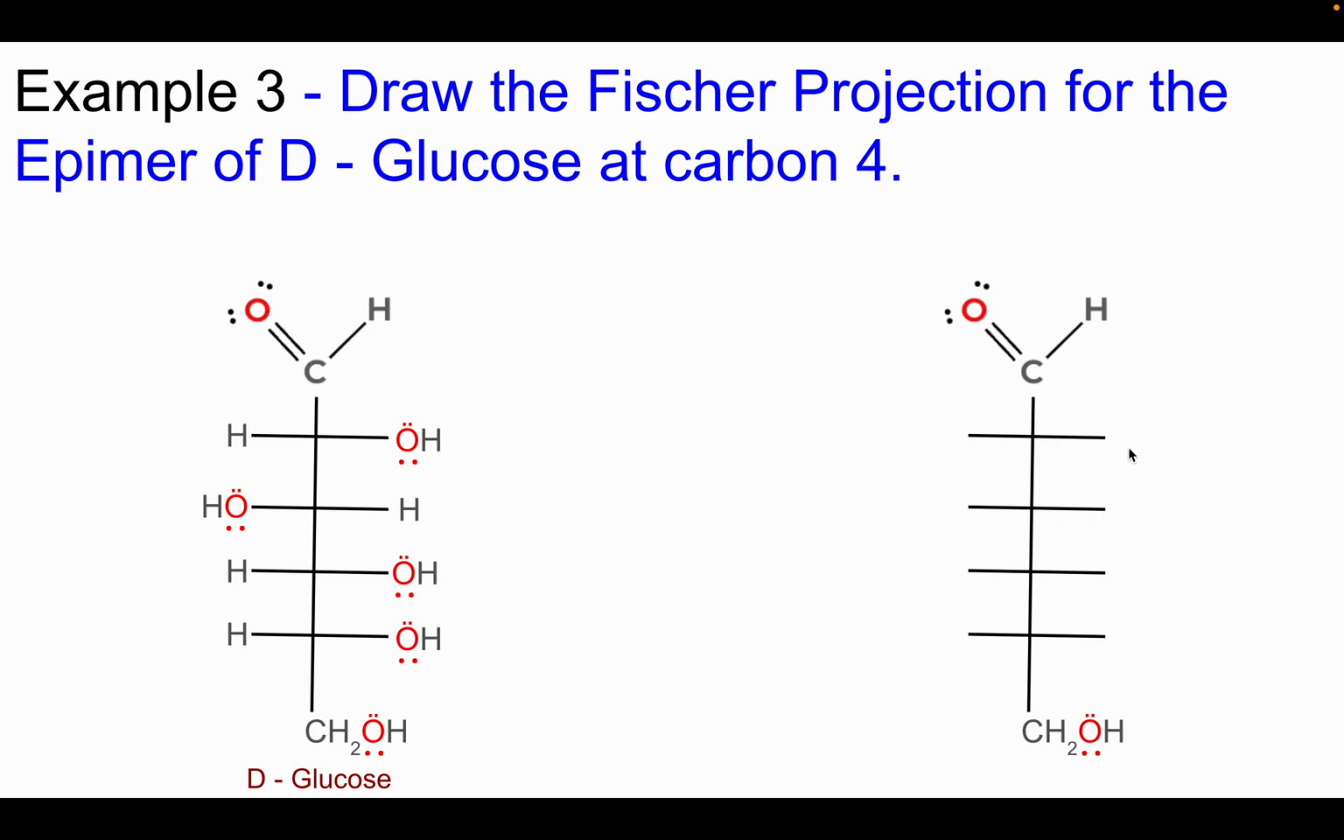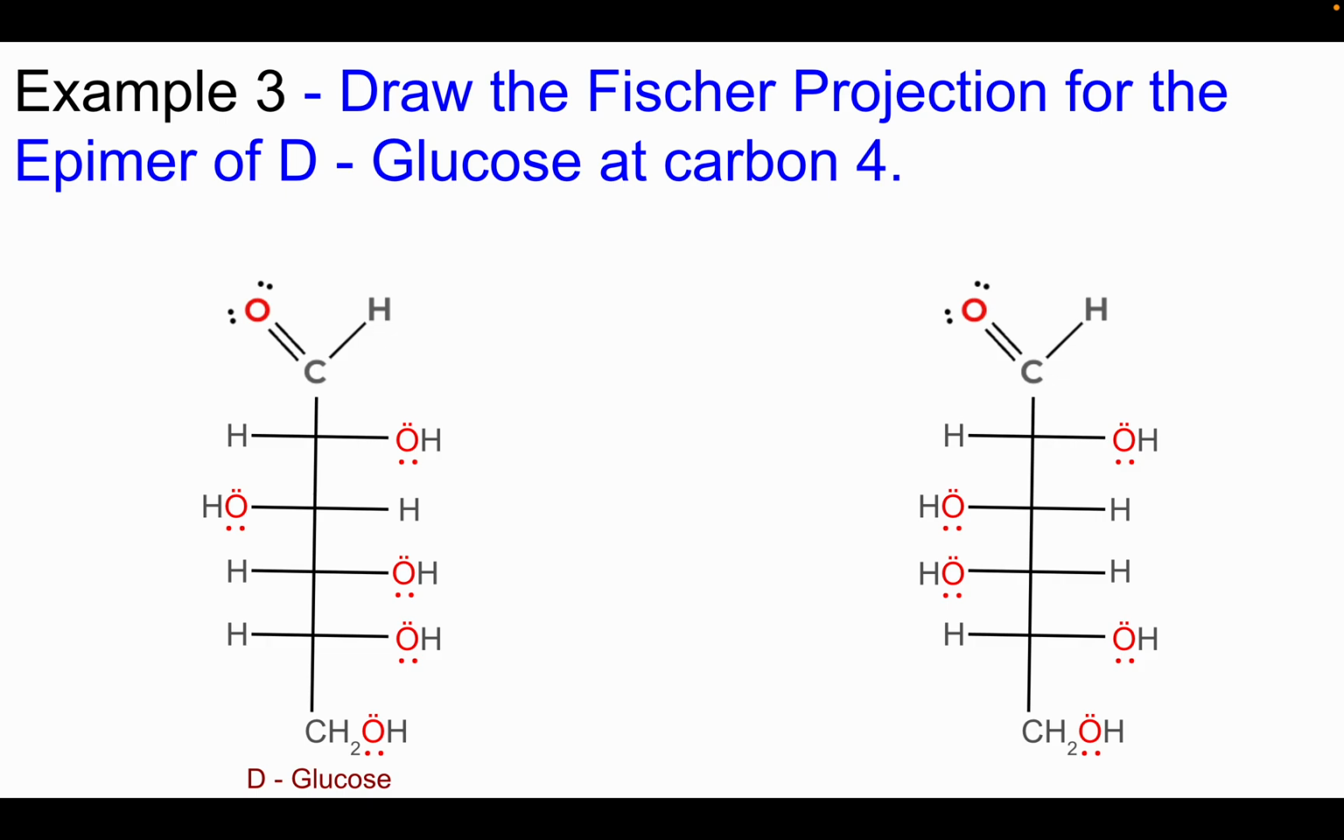Now, for carbons 2, 3, and 5, they're going in the same direction. It's only at carbon 4 that the OH group gets switched. So that's this carbon right here, this fourth one down. It switches so that OH group is pointed to the left now instead of to the right.